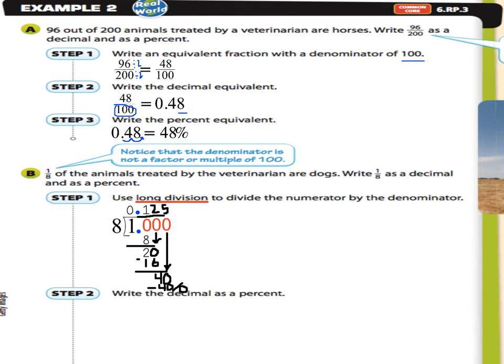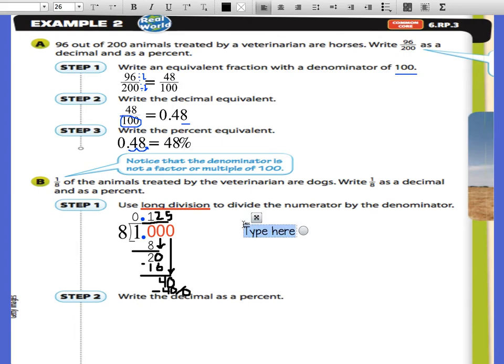So I know that as a decimal, 1/8 is equal to 0 and 125 thousandths.